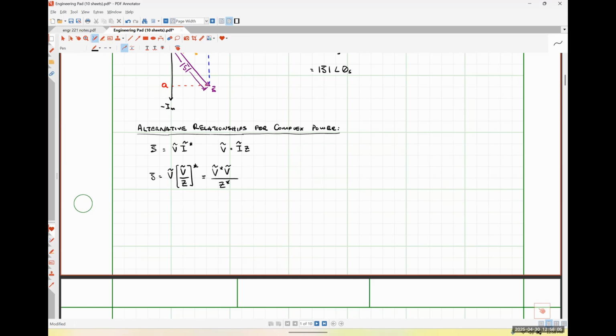So if I had, say, one angle 15 degrees multiplied by one angle negative 15 degrees, those two angles are going to cancel each other out, and I'm just going to have 1 times 1, which is just my magnitude squared. So this is going to wind up looking like the magnitude of my RMS phasor voltage squared divided by the conjugate of my impedance, or just whatever the effective value of my voltage is squared divided by the conjugate of my impedance. Okay.